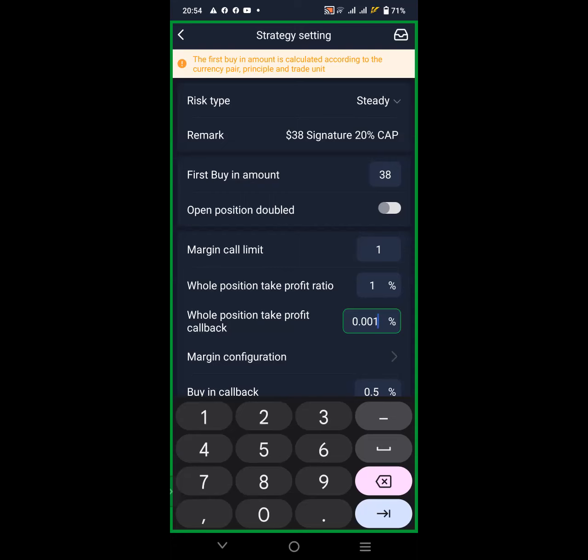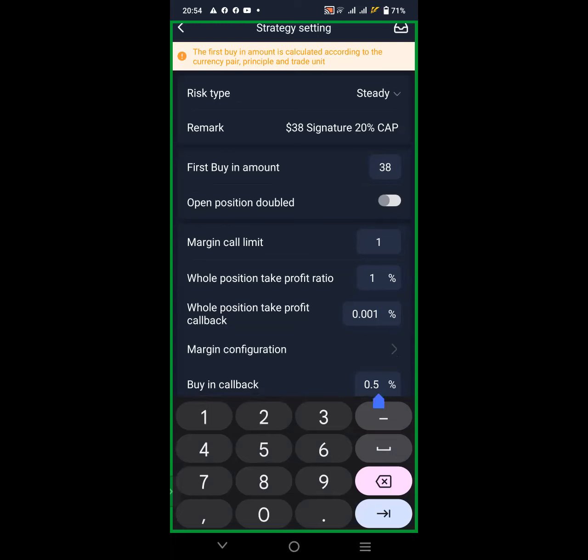Do you see where there is buy-in callback? Buy-in callback is 0.5%. So we don't want half a percentage to take place before we buy in again, before we go back into the market to buy. That one, we don't need to wait for half a percentage. It's too much. So what we want is 0.01. Put 0.01 there.